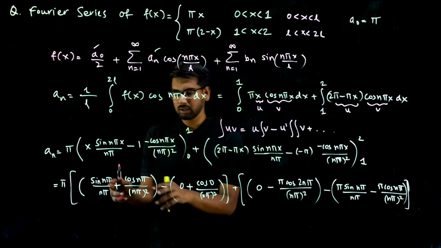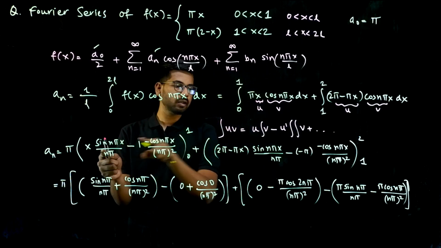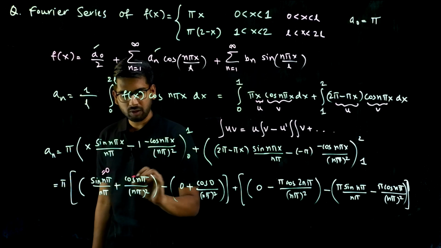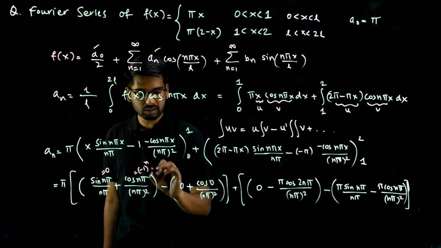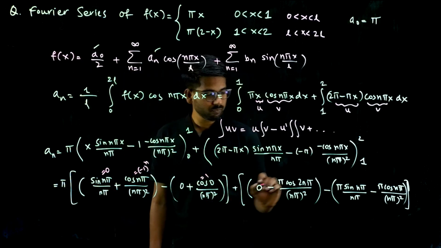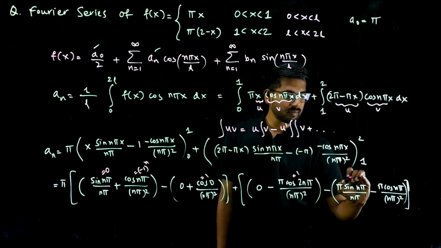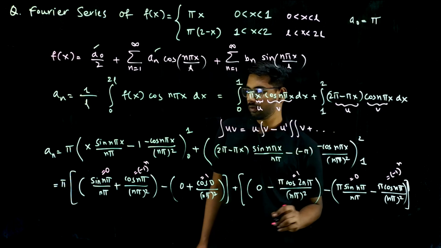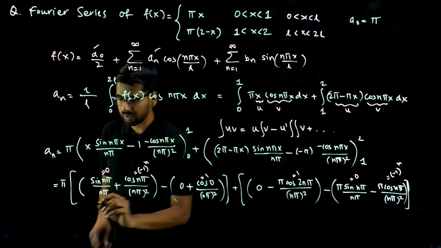So you will get 2 terms for each one of these terms, and there are 4 terms like this. So what will you get? Sin n pi is 0, cos n pi is minus 1 power n, cos 0 is 1, cos 2n pi is 1, sin n pi is 0, cos n pi is minus 1 power n. So if you evaluate all of these things, what will you get?